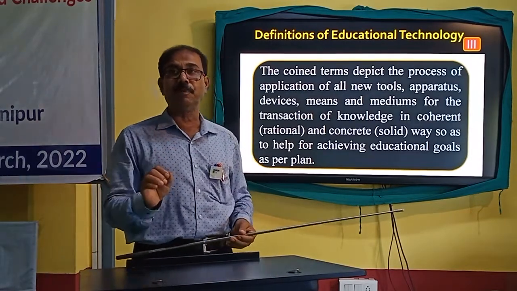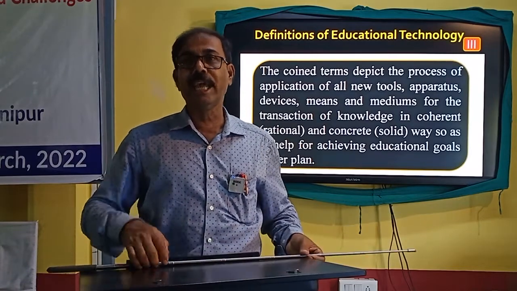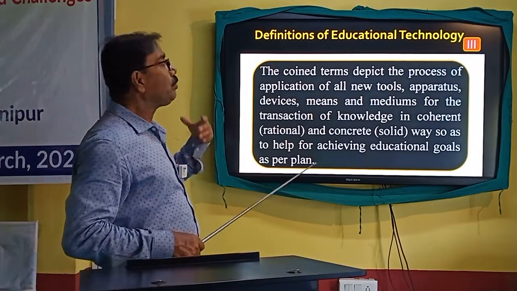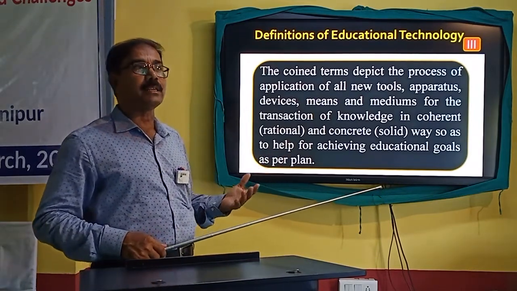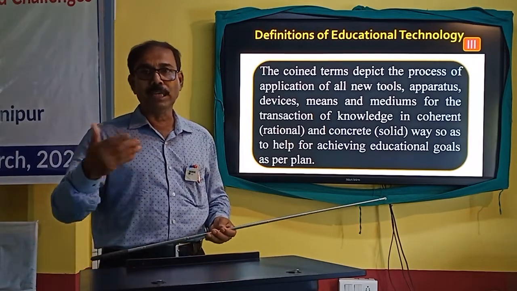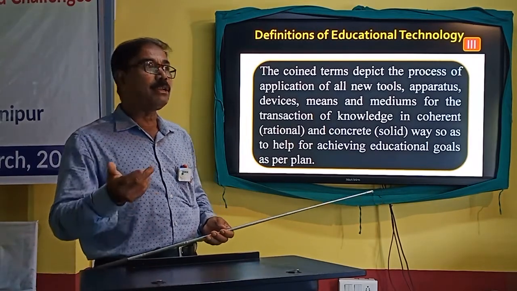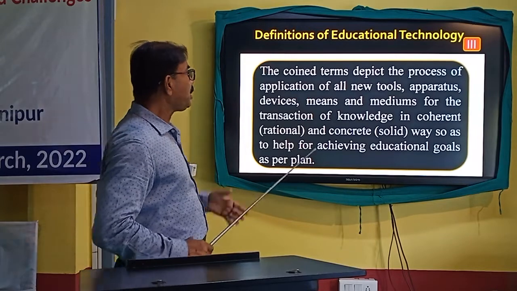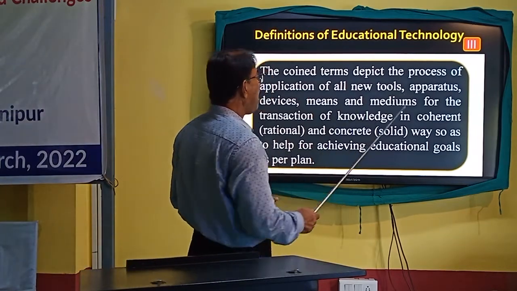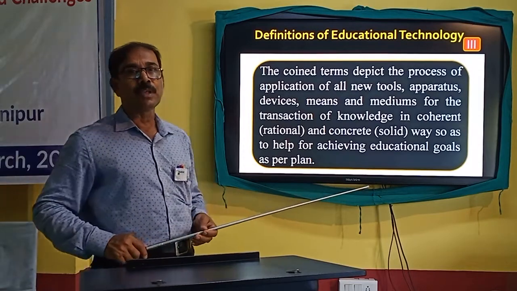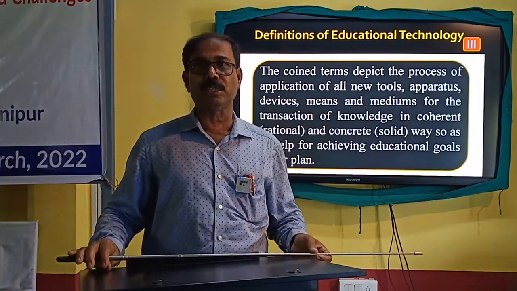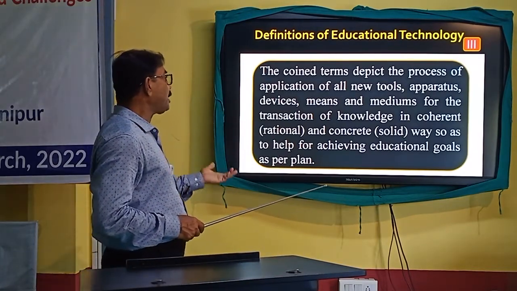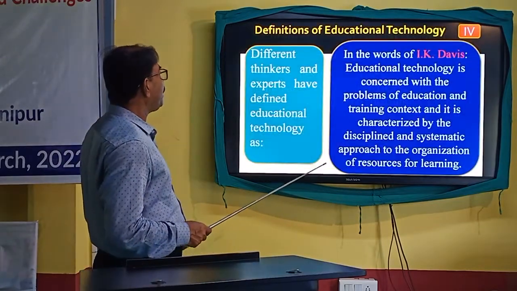So the prime concern of the process of education is the achievement of the objectives. And for achieving such objectives, when we use scientific knowledge and technological information as well as technological knowledge, it is very simply nothing but educational technology. And technology has given us so many new tools, apparatus, devices, means and mediums which we basically use in the process of education for the achievement of educational objectives in a concrete way or to some extent in a rational way. Let us see the next slide.